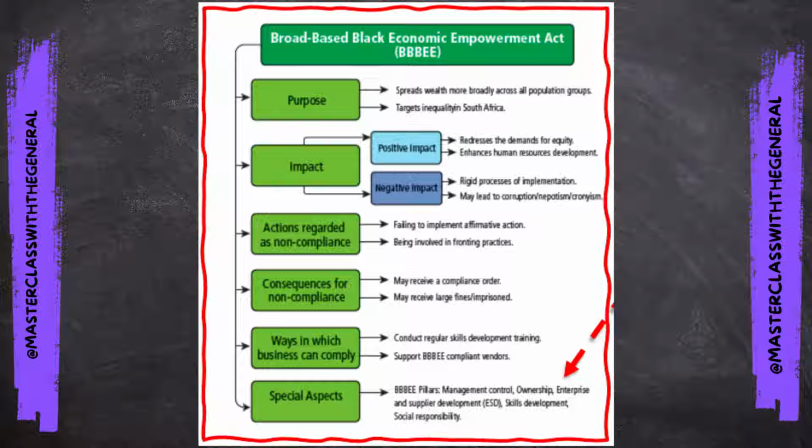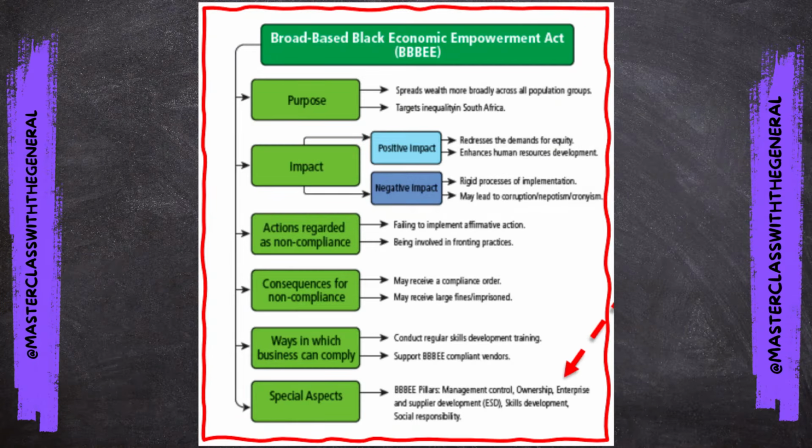What is the impact? Positive impact: it redresses the demands for equity and enhances human resources development. Negative impact: rigid processes of implementation. So there are a lot of hoops businesses have to jump through in order to apply this properly, because there will be a score attached to every company to see how well they are doing in terms of triple BEE. And companies that don't do well in triple BEE will not be considered for government contracts and so on. This may lead to corruption, nepotism, and cronyism.